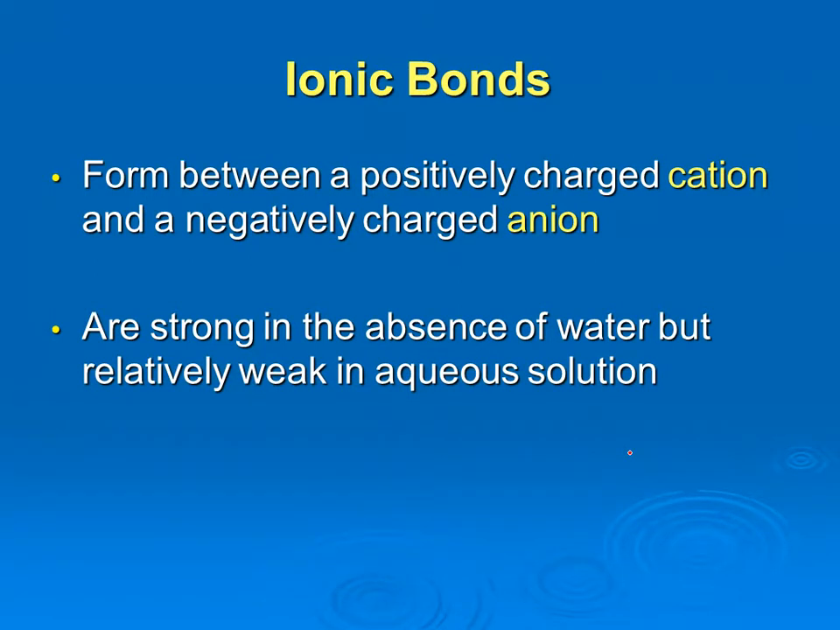All right, chemical bond number 2, ionic bonds. This is where you have electrons that are being not shared, but kind of transferred between ions. All right, so formed between a positively charged cation and a negatively charged anion. First of all, an ion is an atom with a charge, has an electrical charge associated with it. It can either be positive or it can be negative. If it's positive, then it's called a cation. If it's negative, it's called an anion.